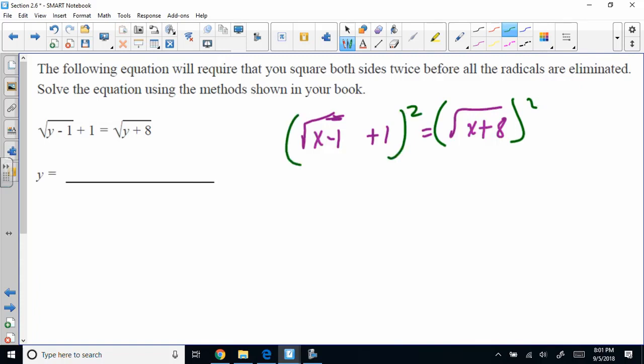Now, the right side becomes a piece of cake. That's just x plus 8, right? Now, the left side of this is where you want to use that perfect square trinomial expansion because it's going to save your life. Do you understand what I'm talking about? The a squared plus 2ab plus b squared, right? Yes. So, what? This is a binomial. Yeah, I got two things I'm squaring here, right?